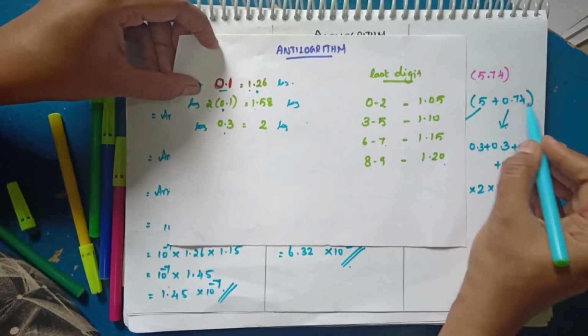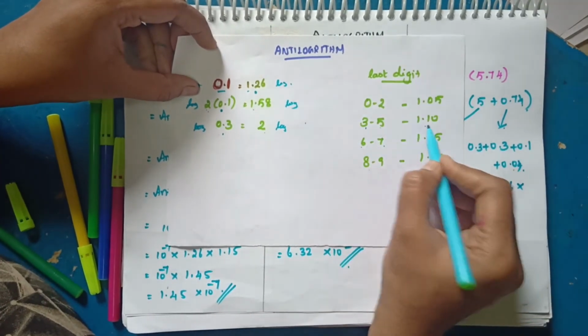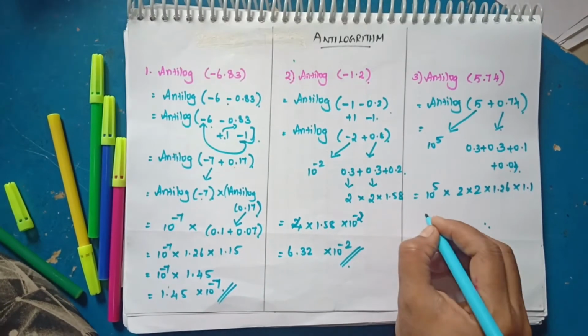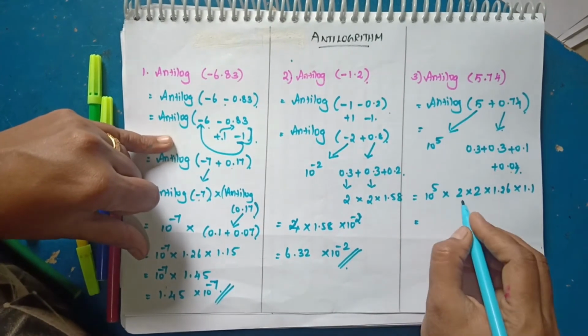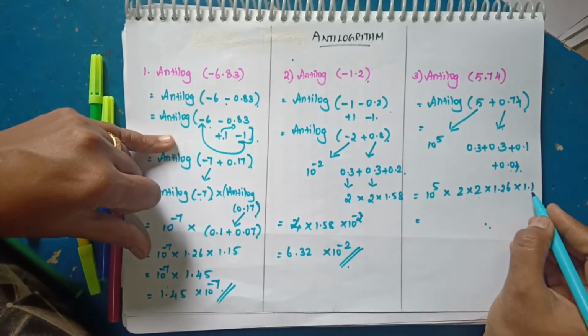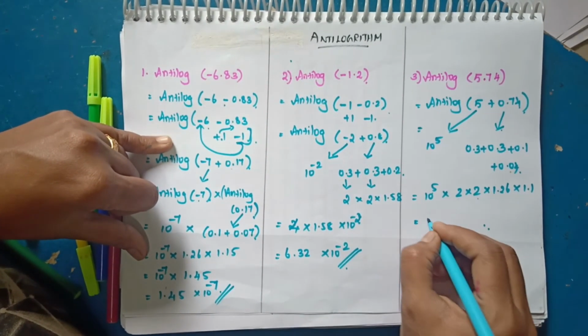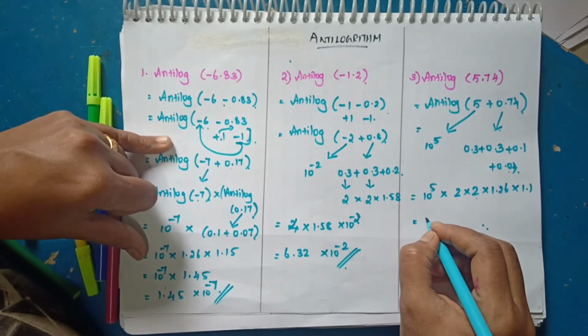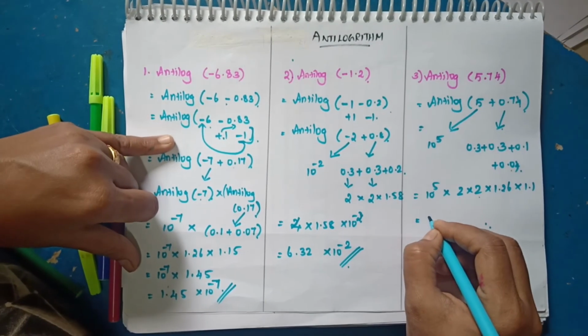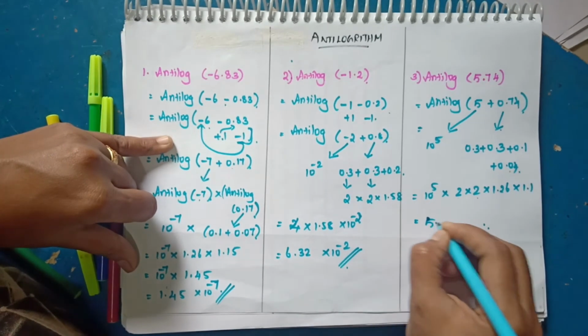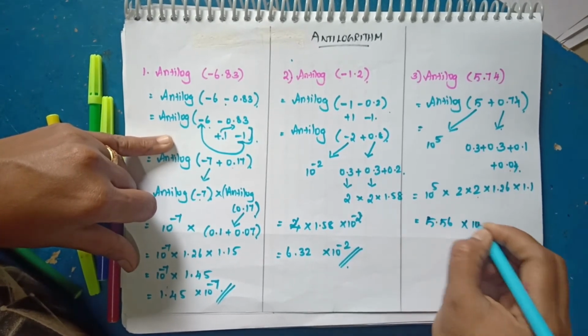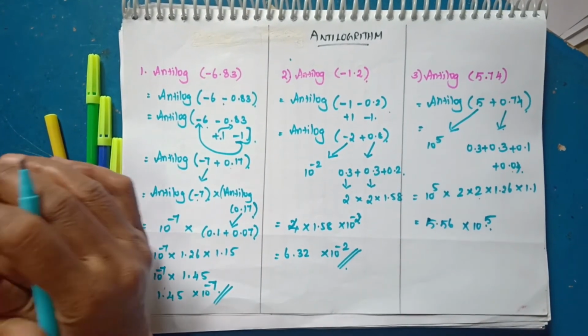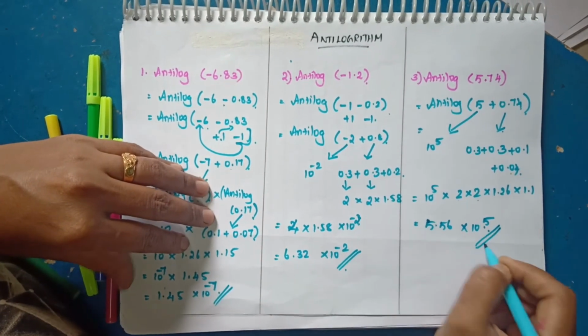So 1.26 into 4. The last digit is 4, so 3 to 5 means 1.1 you have to make it. So again multiply all those values. 2 into 2, 4. 4 into 1.1 into 1.26. Okay. If you multiply these values, you will get the answer 5.56 into 10 power 5. Okay. So please check the value.